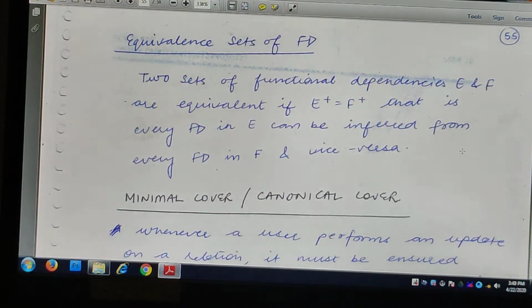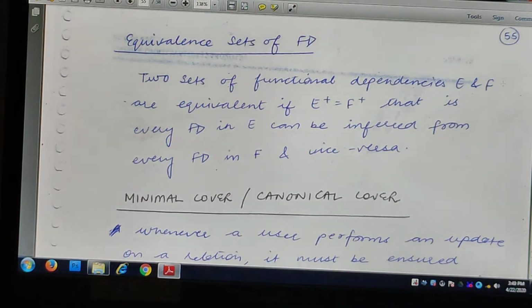Suppose I have A to B and B to C in functional dependency set E. Then using A to B and B to C, I can imply A to C, right? So A to C will be a new functional dependency in my closure of E, that is E plus. So two sets of functional dependencies E and F are said to be equivalent if their closures are equal, that is E plus is equal to F plus.